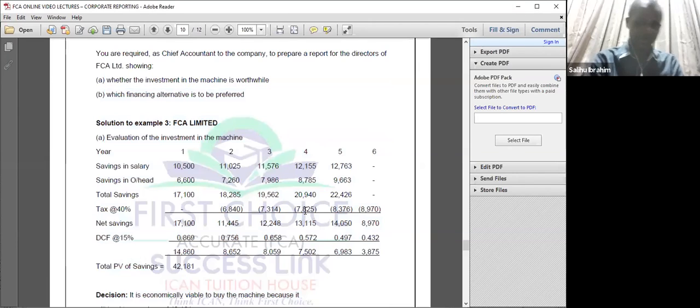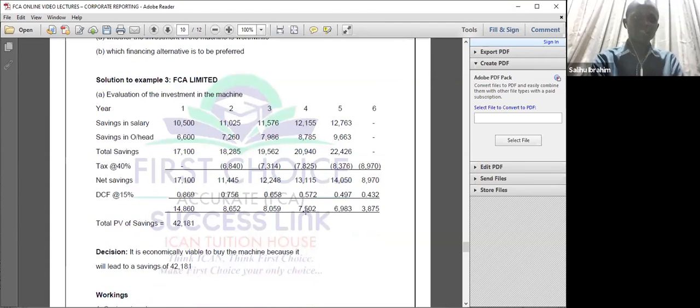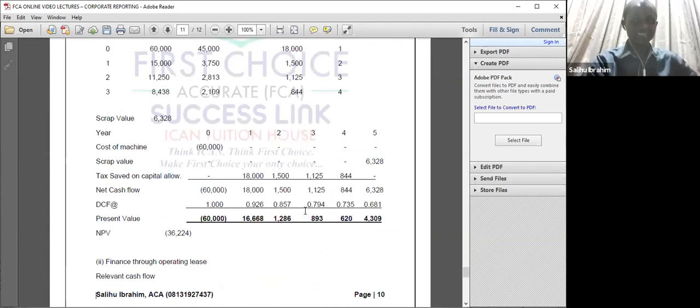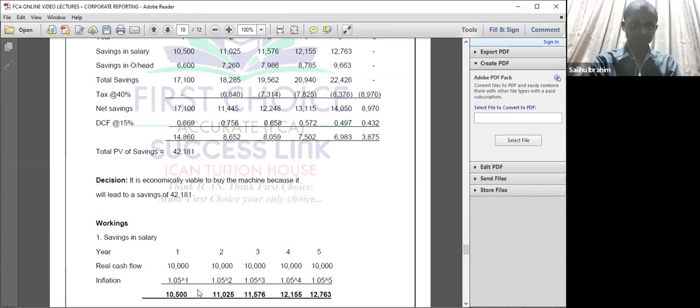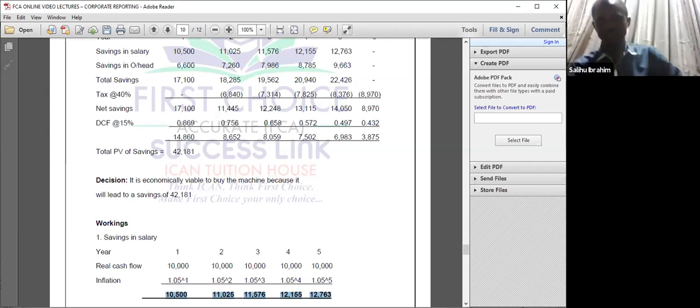The savings in salary you are going to recognize is going to be inflated because the one given to us in the question is what? It is real. So for the salary, these are the real cash flow, real salary. I recognize my inflation rate, 1.05 raised to power 1, 1.05 raised to power 2, 1.05 raised to power 3, 1.05 raised to power 4, 1.05 raised to power 5. Use it to multiply 10,000. We got this. These are what we are going to save as a result of the machine. And that's what we have up there.